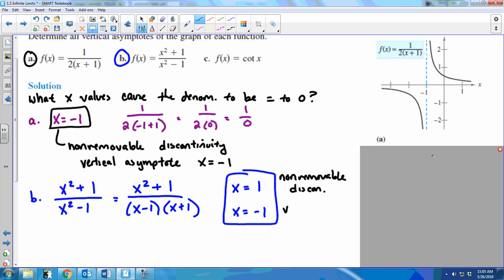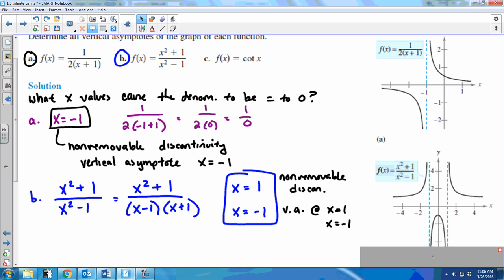And so both are vertical asymptotes. Let's look at the graph and confirm. There's the graph. Since there are two vertical asymptotes there, you're not restricted to just one.